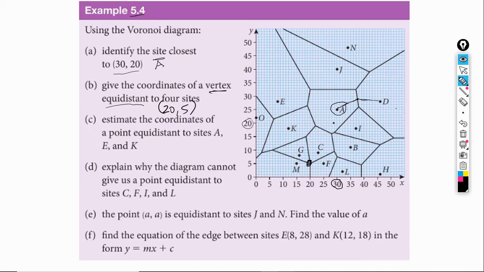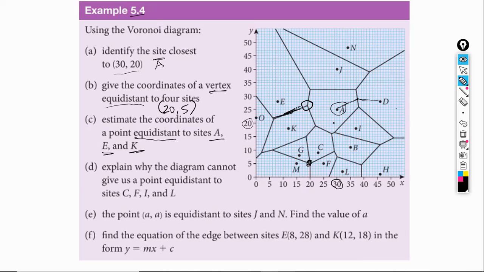Part C says estimate the coordinates of a point equidistant to sites A, E, and K. So we need something that is close to E, A, and K. It has to be on all those 3 sites' cell edges. Okay, what do I mean by that? So for example, here we have an edge that is shared by E and K, but not by A. But this vertex here is. That vertex is shared by E, A, and K, and therefore that point has to be equidistant to those 3 sites, A, E, and K.